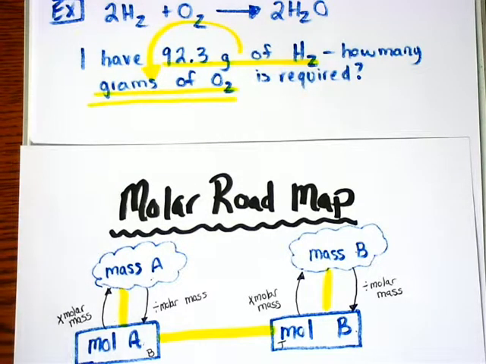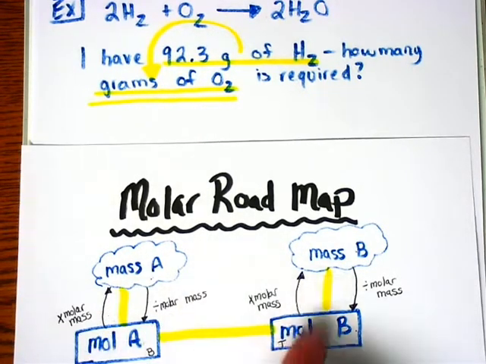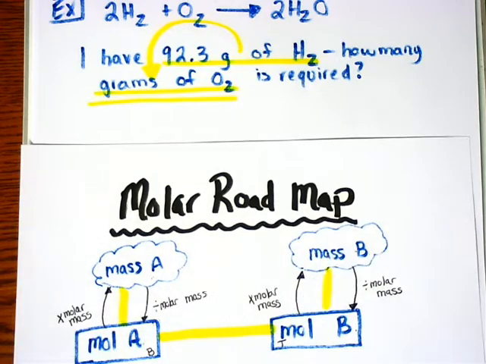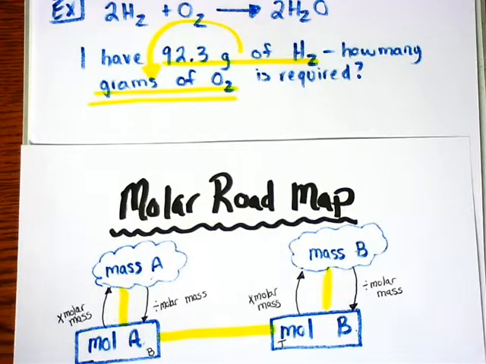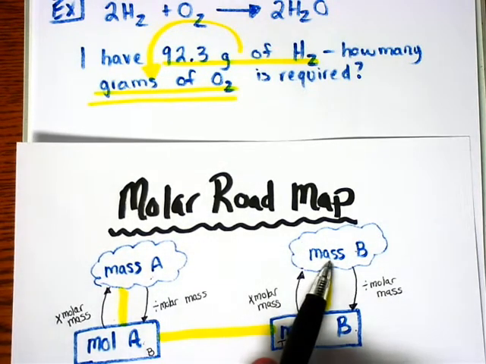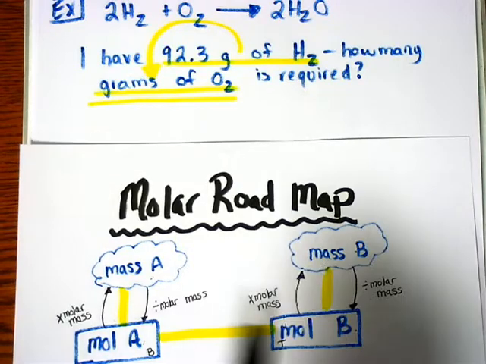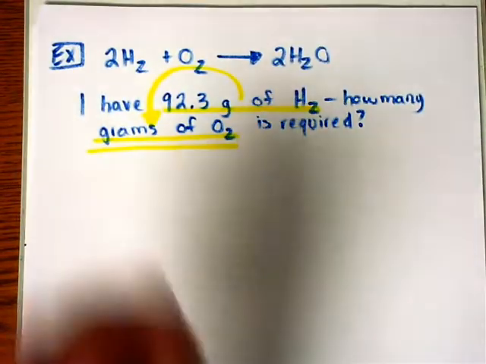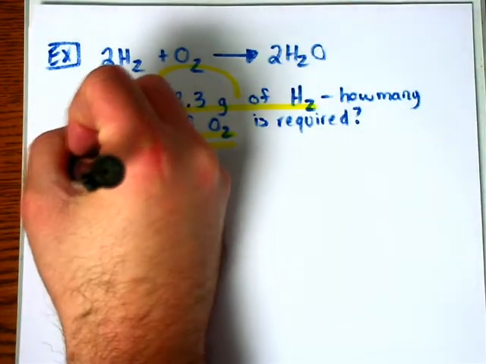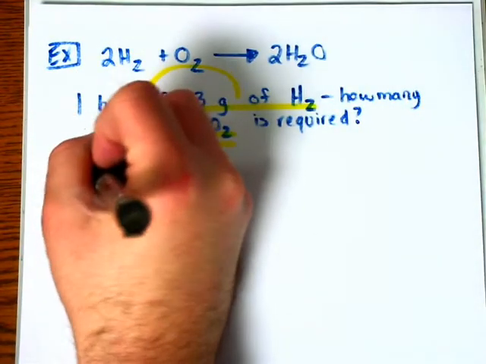Now I heard people say that we're starting at the grams, the mass of H2. So where should I be starting out? Mass of A, mole of B, or mass of B? Mass of A. Okay, so I should start here. And where am I stopping at? Right, because they want the mass of the other substance, right? 3 steps. So I've got to draw out a molar roadmap that involves those 3 steps. We're taking mass of H2 to start out.